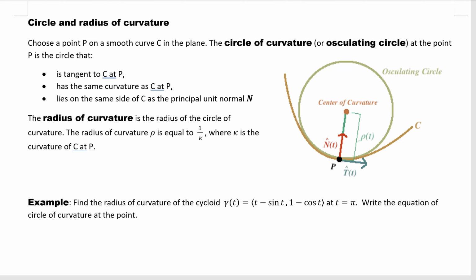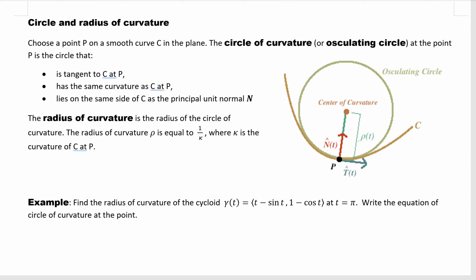Choose a point P on a smooth curve C in the plane. The circle of curvature, or osculating circle, at the point P is the circle that is tangent to the curve at point P, and it has the same curvature as the curve at P. It lies on the same side of C as the principal unit normal vector n.